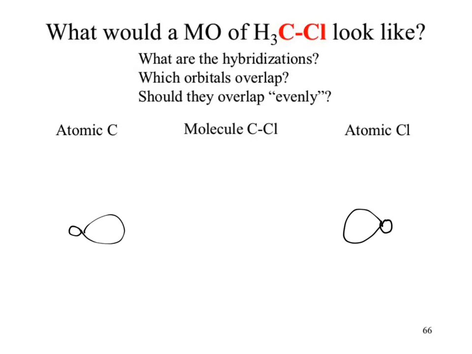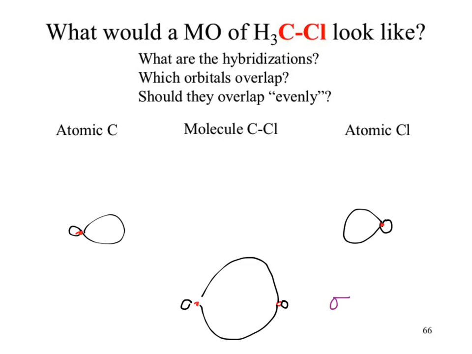When those overlap, what would we expect to happen? We would expect a sigma interaction. Good start. In that interaction, where would we expect to find our electron density? Primarily between the 2 atoms. So we see a much larger probability density of the electrons in between.